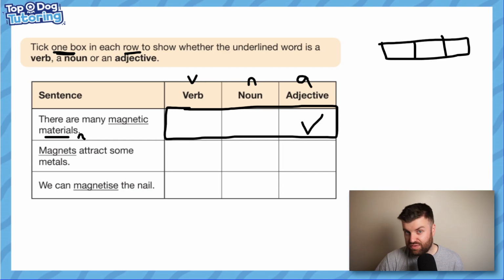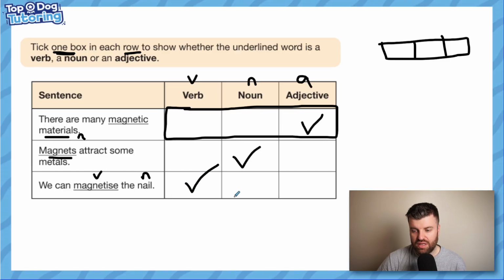You'll notice they're all linked to the root word magnet. And it just shows how a root word can have different suffixes, prefixes, and meanings to be different word classes as well. Magnets attract some metals. These are things. So they are nouns. We can magnetize the nail. In this case, nail is the noun. We can magnetize is what we're doing to the nail. So that's a verb. It's an action, which means we tick right there. You need all three to get a mark. So you've got to have good knowledge of all of them.